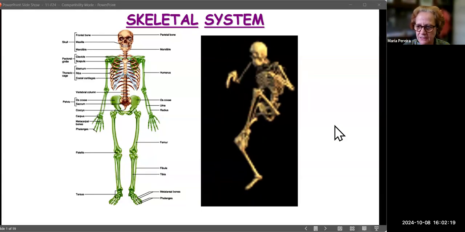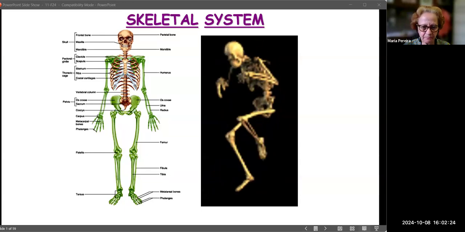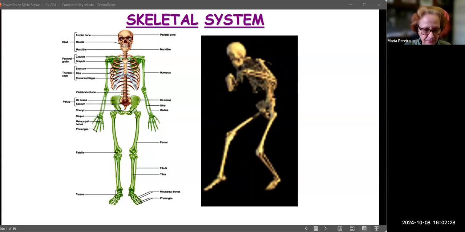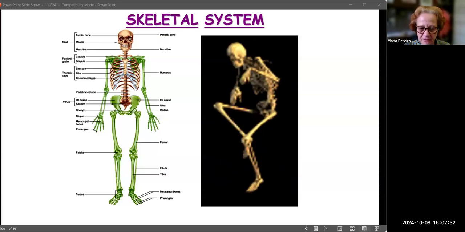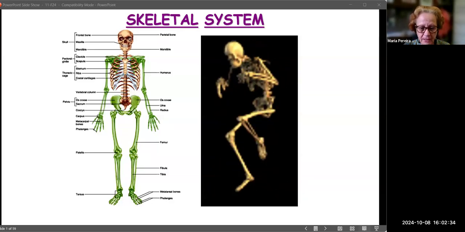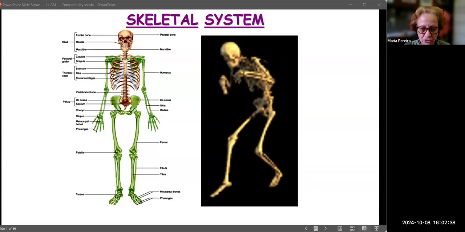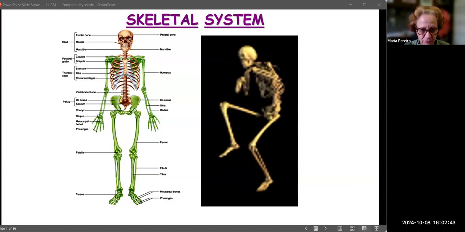So let's start today's lecture. I know now that you have covered the skeletal system in your labs. So now you're prepared for today's class. And from now on, we are going to be much closer to the lab material.